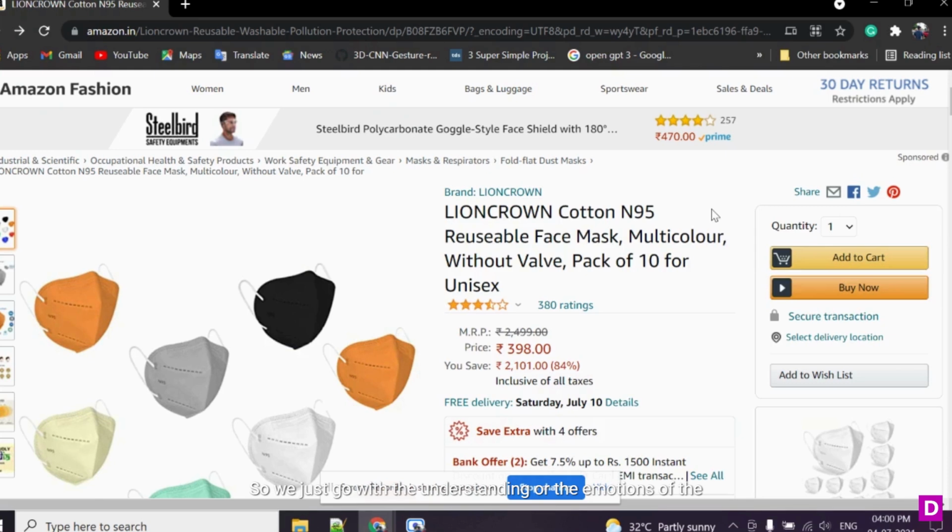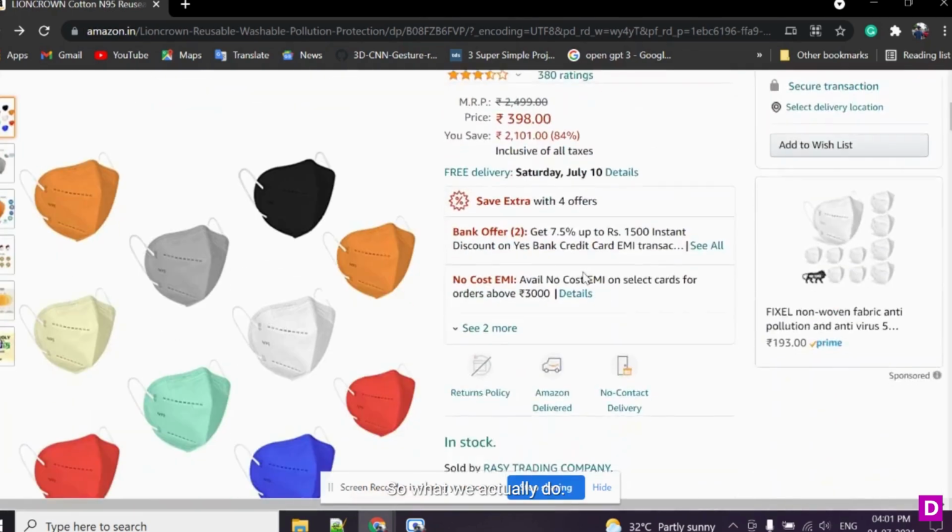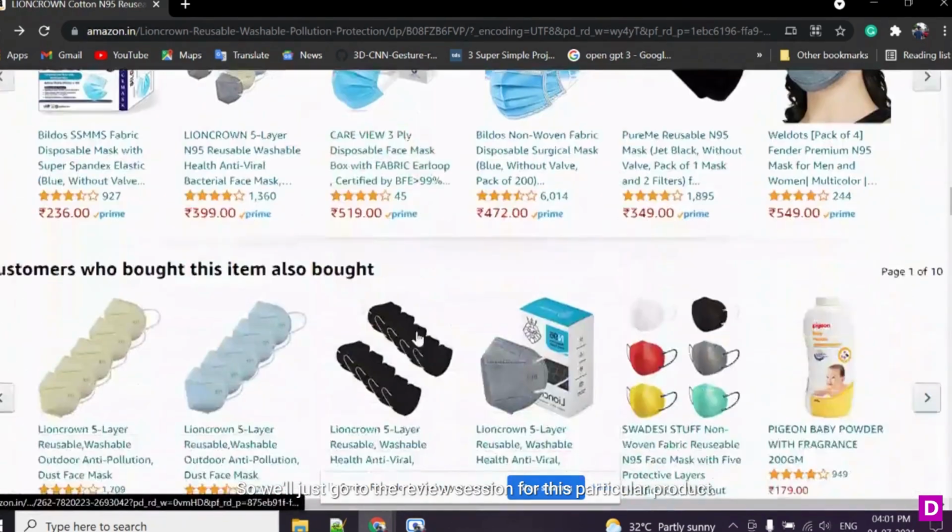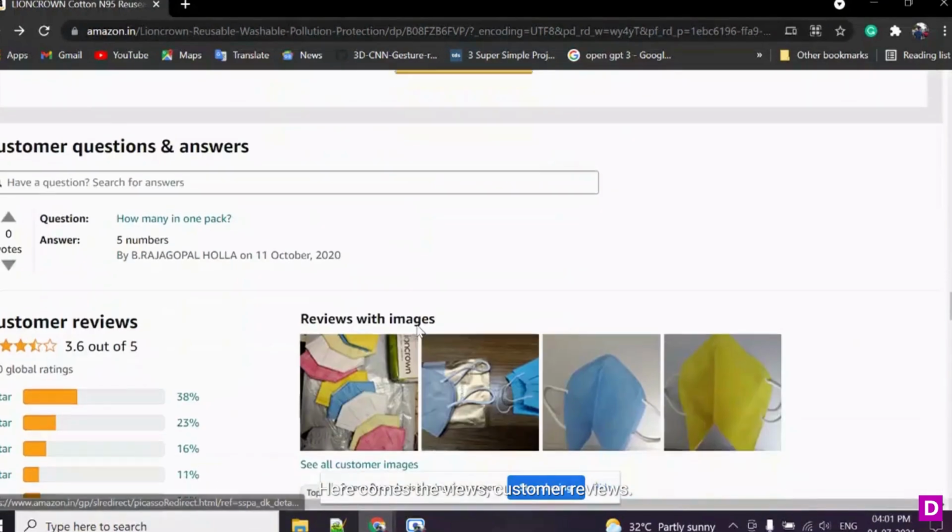We go with the understanding or the emotions of the other people who actually purchased this product. If a person says this product is good, or out of 10 purchases, if 7 people comment or review that this product is very good, then there is a high chance that we end up buying the product with the highest reviews and a positive sentiment. So we'll go to the review section for this particular product.